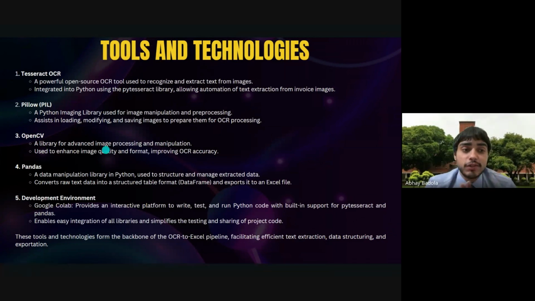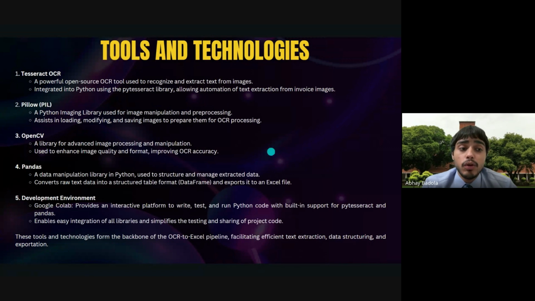So, what were the tools that were used? There were 5 tools that were used. The first being, obviously, Tesseract OCR, the second being Pillow, third being OpenCV, fourth being Pandas, and the fifth was the development environment. Tesseract OCR, as I said before, is a powerful open source OCR tool that is used to recognize and extract text from images. It was integrated into Python using the PyTesseract library, allowing automation of text extraction from invoice images.